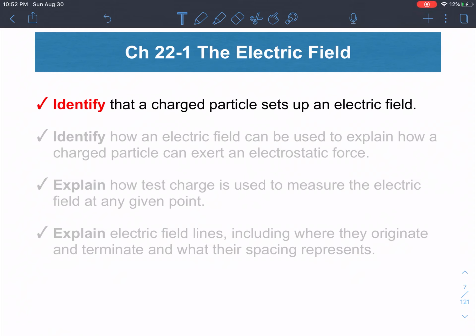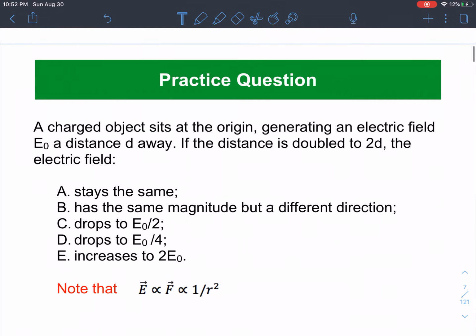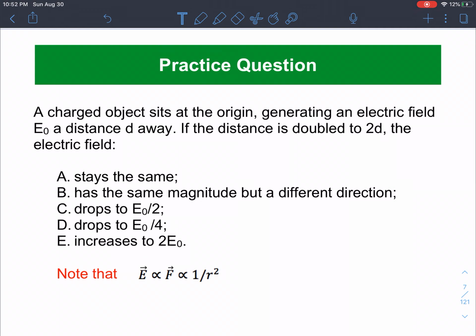So far we can identify that a charged particle sets up an electric field. That's all we need to learn, kind of. If you have a charged particle, it sets up an electric field. If you put a test charge or some other charge nearby, it is going to feel a force because of the interaction. But any charged object will create an electric field around it.